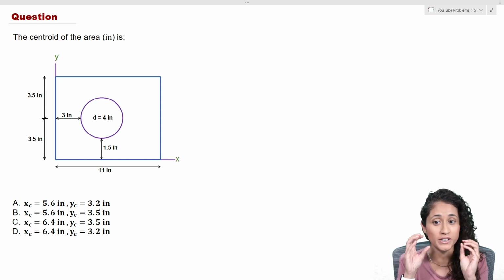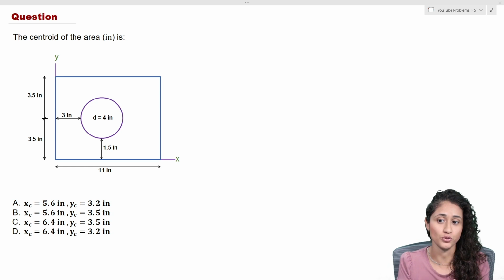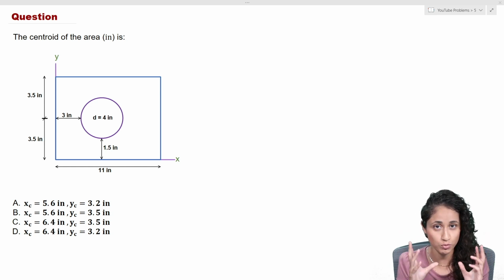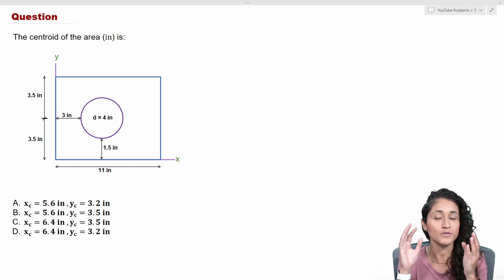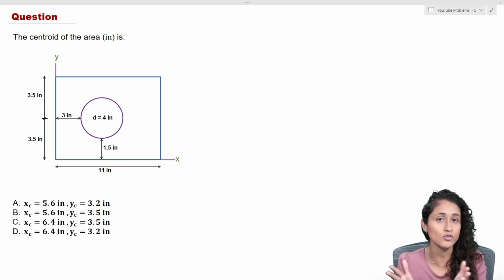Okay, so here we are given this shape and we want to find the centroid of the area about the y and the x-axis. So when you are given a centroid problem, the first thing you gotta do is check for symmetry, because if you have symmetry, that means the centroid is just going to be half of the distance and then you're done. Okay, so always check for symmetry.